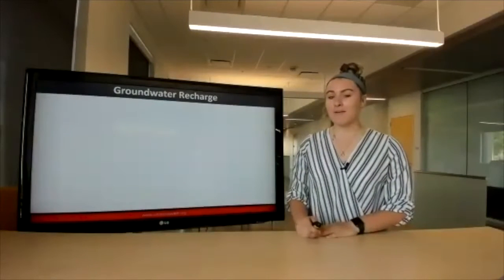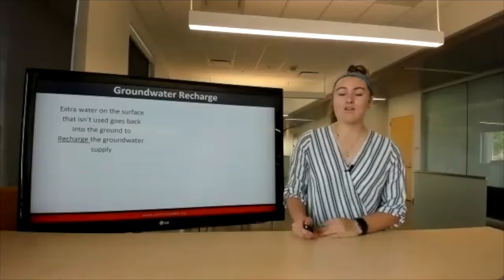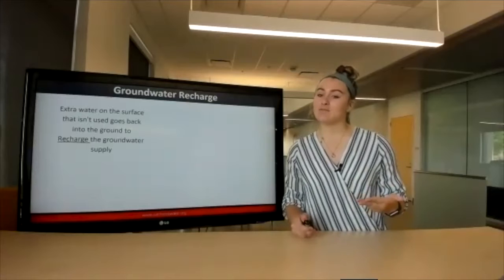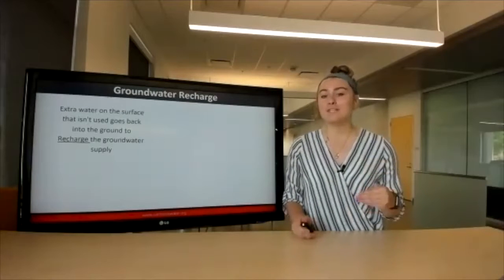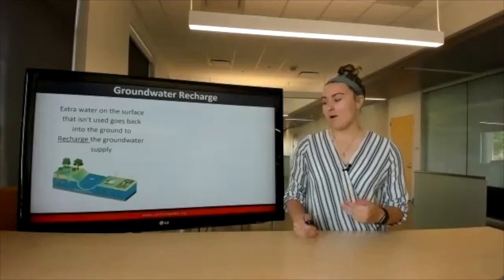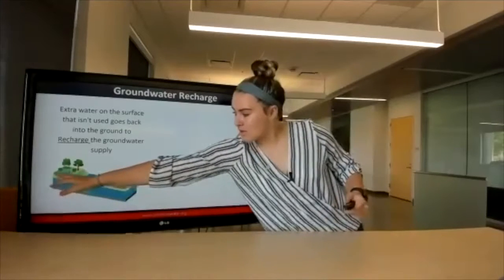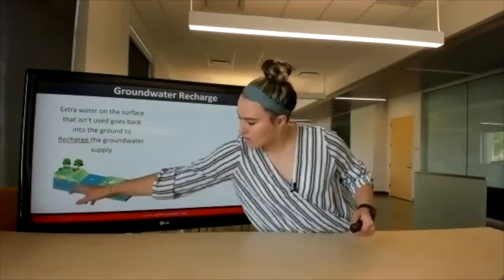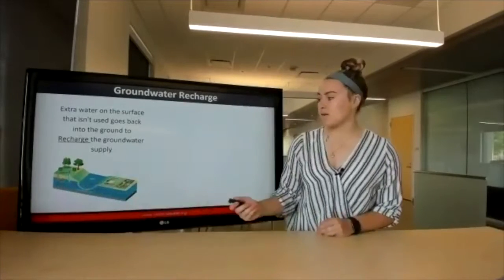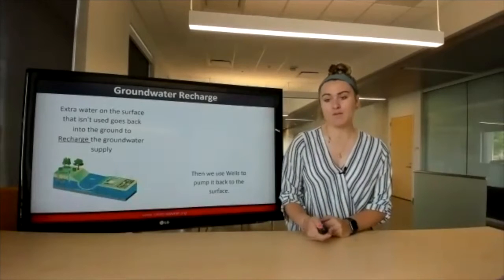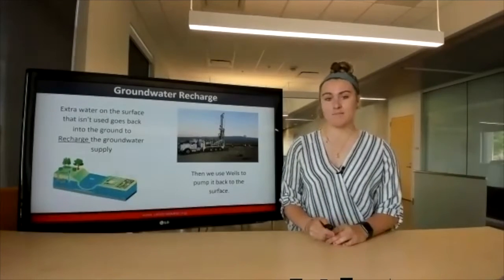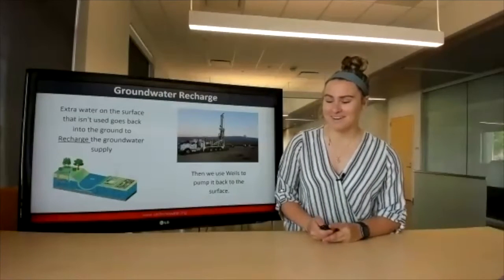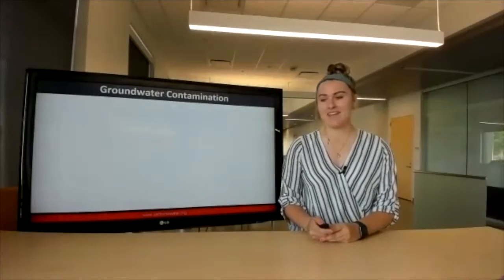So now we're going to talk about groundwater recharge. Groundwater recharge is a process where extra water on the surface that isn't used goes back into the ground to recharge our groundwater supply. So as you can see by this diagram here, the water is going to go down through the earth and it's going to settle underneath our surface, which is going to be important. And then we're going to use wells to pump it back out from under the surface because it's under the ground. It's groundwater. Remember, we can't see it.